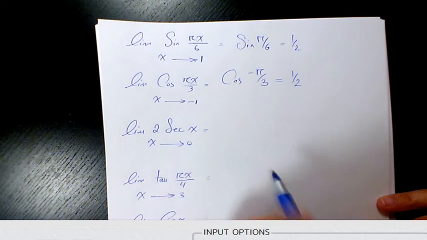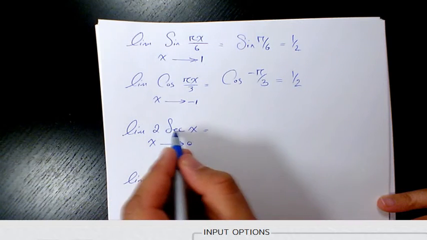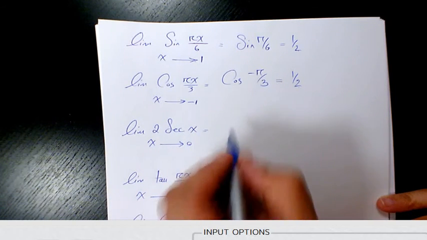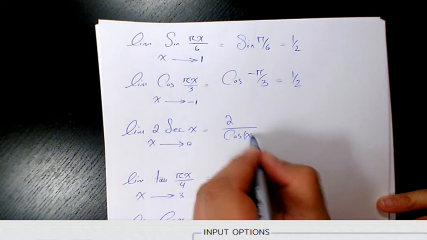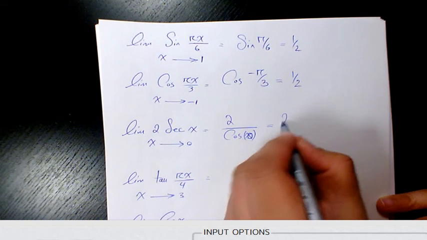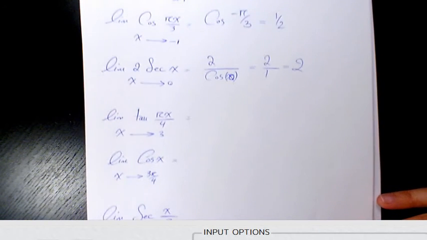Limit of 2 times secant x when x approaches 0. Secant x is 1 over cosine, so it's going to be 2 over cosine x, or in this case cosine 0, so it's going to be 2 over 1, and the answer is going to be 2.